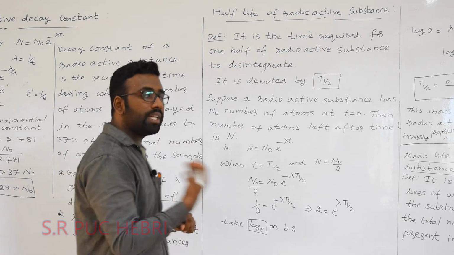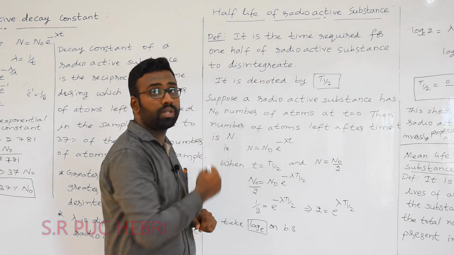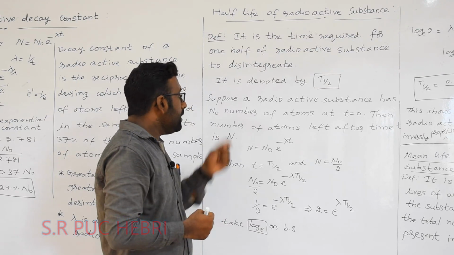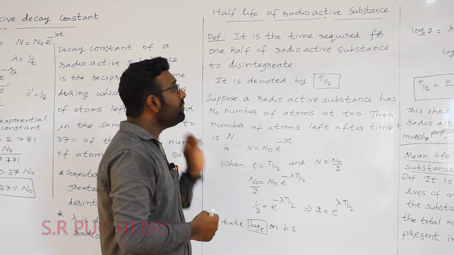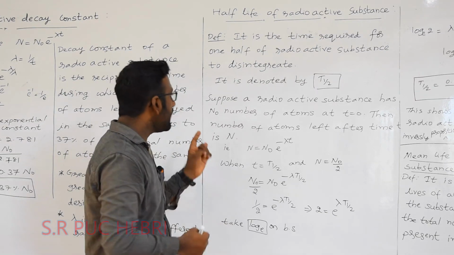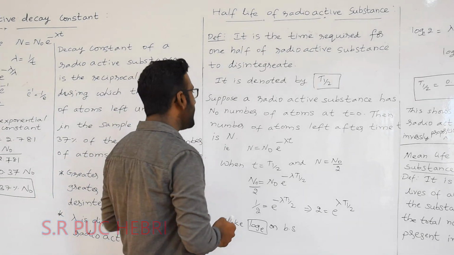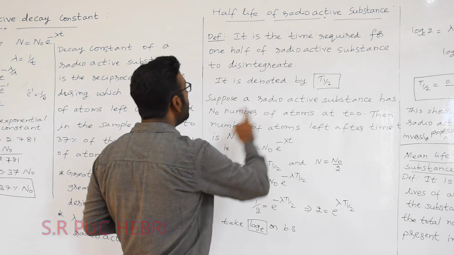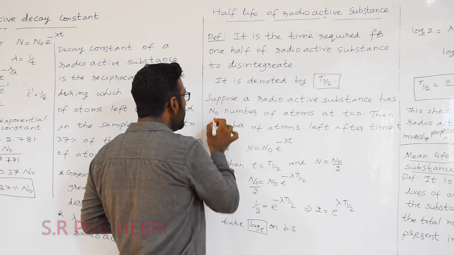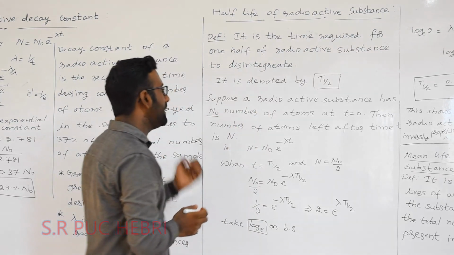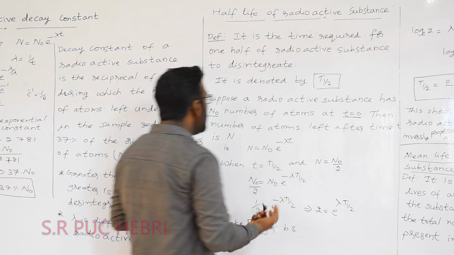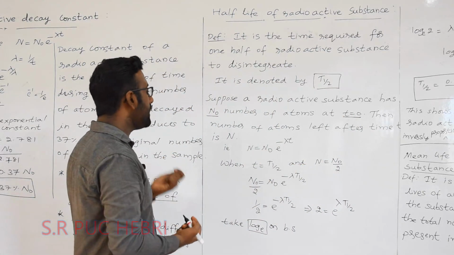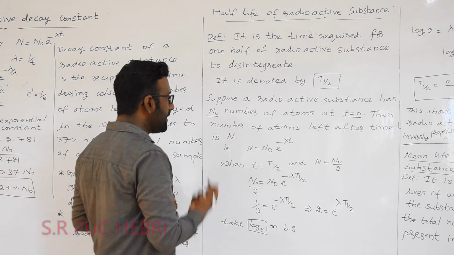Now we will get an equation. This is an important question actually. We will get an equation of half-life with respect to decay constant. For that, again we have to consider the radioactive decay law, where we are considering initially there are N0 atoms when time t is equal to 0. Then the number of atoms left after time t is N.